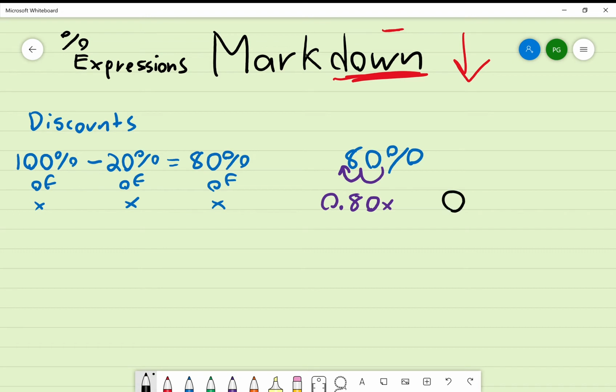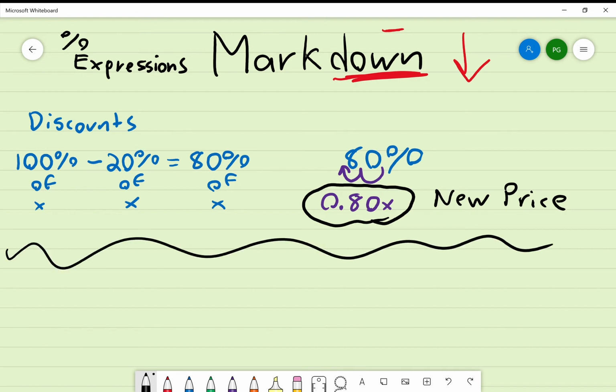If you tell me the answer is 0.80, you got it wrong. 0.80 means nothing. It's 0.80 of x. You need to tell me 0.80 times x, okay? This would be the final answer if I were calculating the new price. Okay? That's what I taught you for discounts.